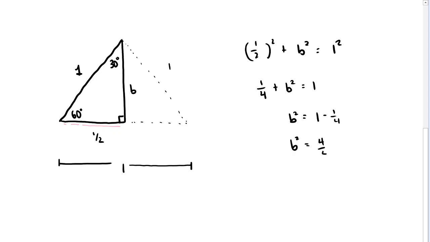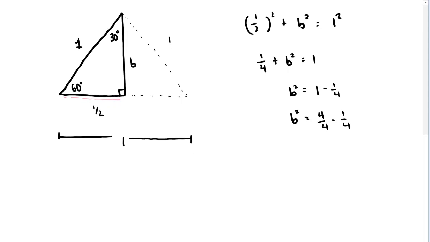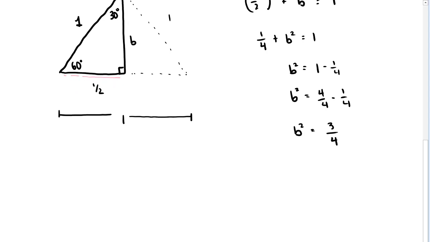4 over 4 minus 1/4, right? To subtract two fractions, we ought to have the same denominator. And I know that 1 is the same as 4 over 4, right? Any number divided by itself is going to be equal to 1. And then when we subtract two fractions with the same denominator, we just subtract away their numerators, right? So 4 minus 1 gives us 3 in the numerator over 4. And so this makes b equal to plus or minus the square root of 3 over 4.